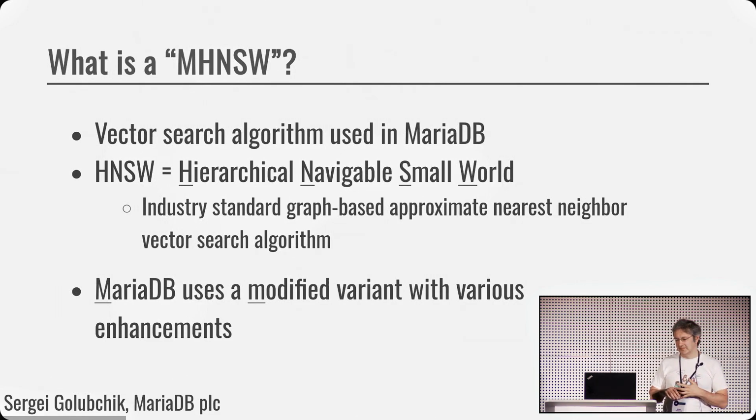And the last bit before we start, I'll be using this combination of letters M, H, and SW later in the talk. It's in the names of the variables, so I need to explain what it means. This is the vector search algorithm that MariaDB is using, at least at the moment. HNSW stands for hierarchical navigable small world. This is an industry standard vector search algorithm that pretty much every known vector store implements now. I'll be showing benchmark results later. Every single vector store, every single vector database that I use in the benchmark implements exactly this algorithm.